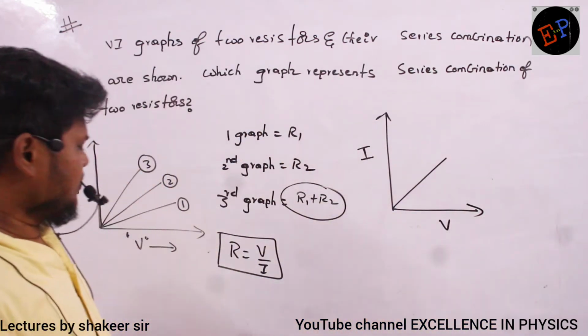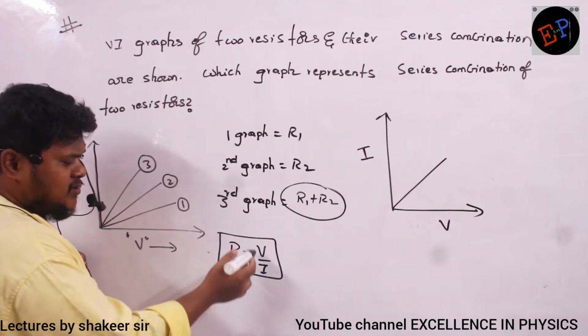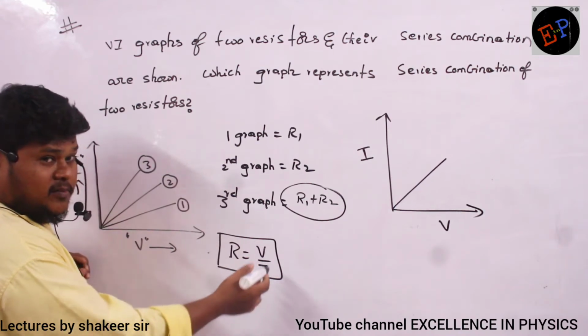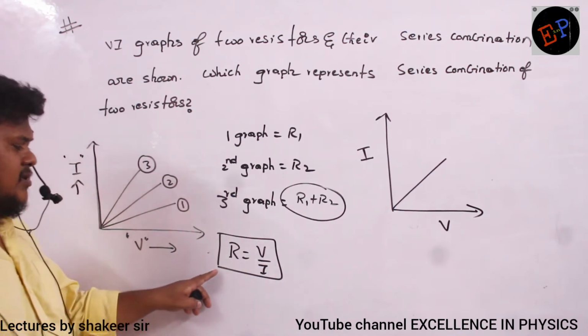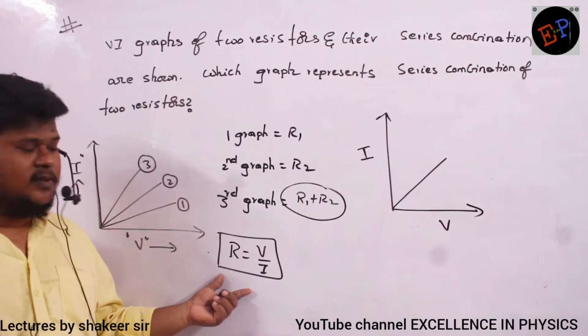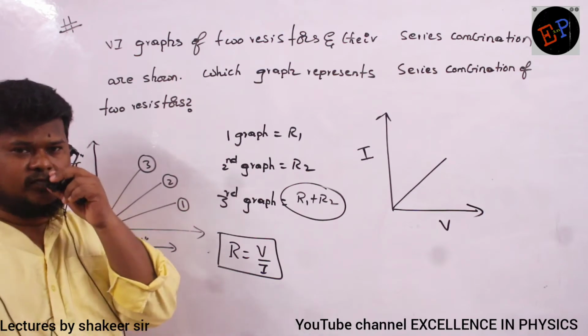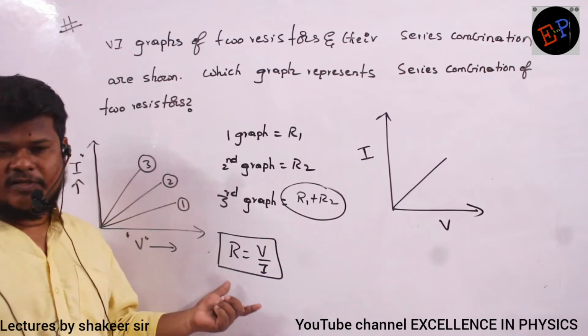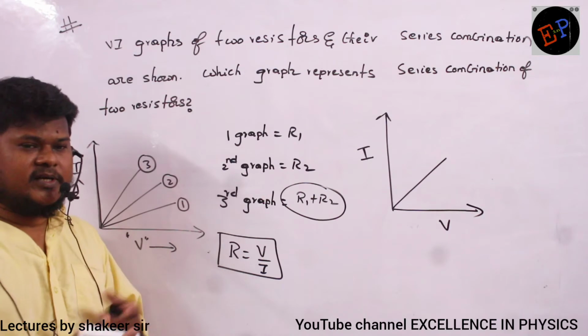So if you see what is the format of this equation, R is equal to V by I, is it in the form of multiplication or is it in the form of division? It is in division form, no? What do you understand by division form? If any equation is present in division form, what should you understand immediately?